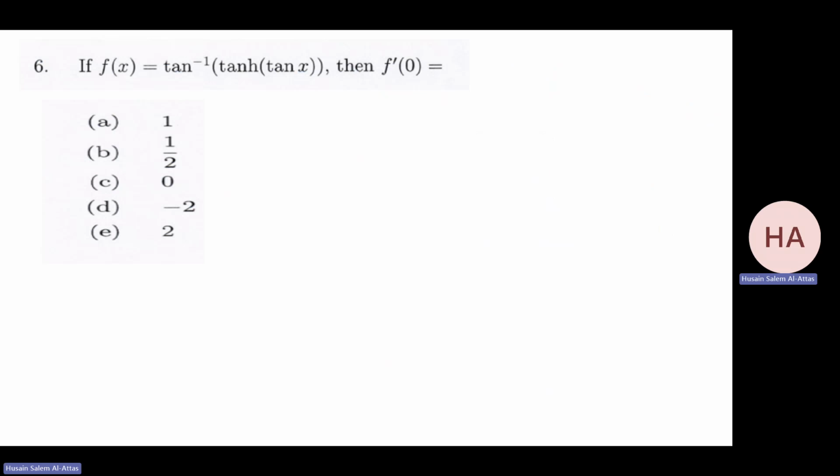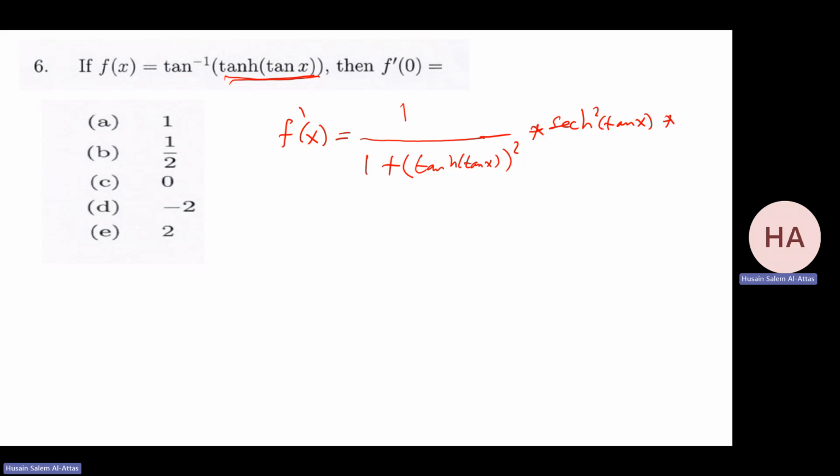f of x is tan inverse of tan hyperbolic of tan x. Okay, who cares? f prime will be what? 1 over 1 plus u squared, where this is tan inverse of u and this is u squared. Times the derivative of this, which is secant hyperbolic squared of tan x, times the derivative of tan, which is secant squared x. Okay. Now I need to find it at 0.